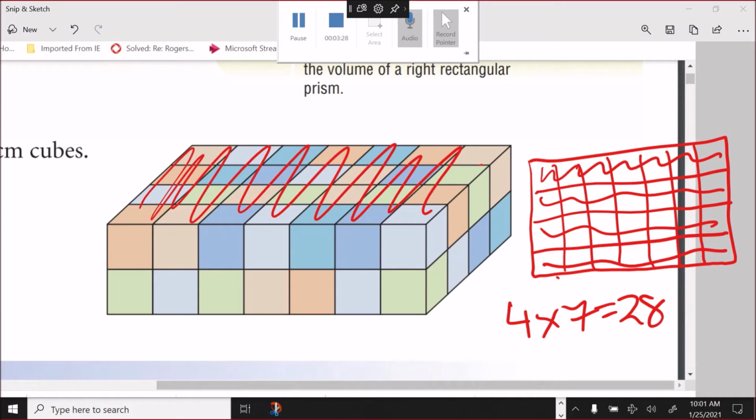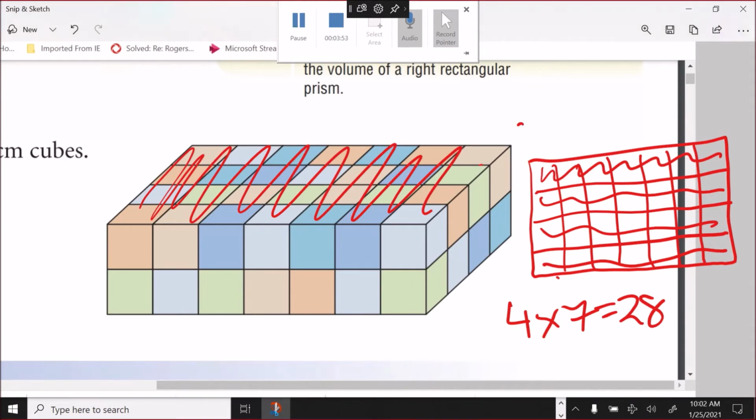So now that we've established that there's 28 in the top, you can probably imagine if this was all just one layer thick, it would be 28. But we got 2 layers. We got 2 slices of bread in this loaf. Now, another way you can think about it is you can do it this way.